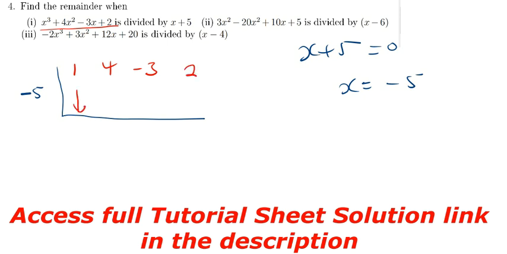Let's bring 1 down. So 1 times negative 5 is negative 5. 4 plus negative 5 is negative 1. Negative 1 times negative 5 is positive 5. Negative 3 plus 5 is 2. So 2 times negative 5 is negative 10. Positive 2 plus negative 10 is negative 8. This number on the right side is what we call the remainder.